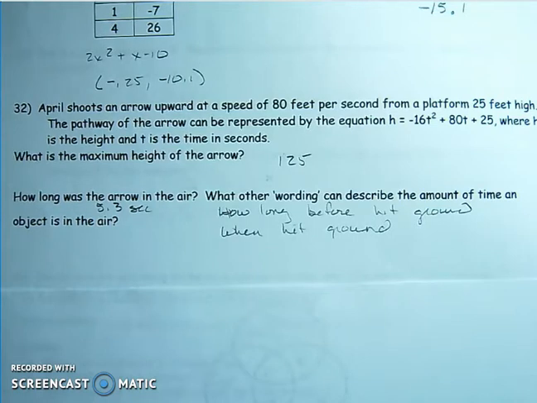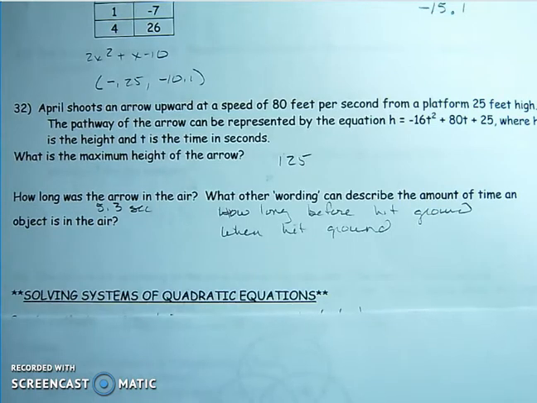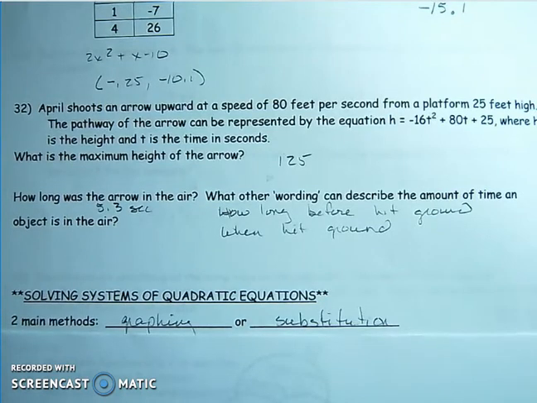The last thing we're going to talk about today is solving quadratic systems. Remember, there are 3 ways to solve a system. That would be graphing, substitution, or elimination. And the main things that we do are graphing and substitution, just because those are the 2 easiest.